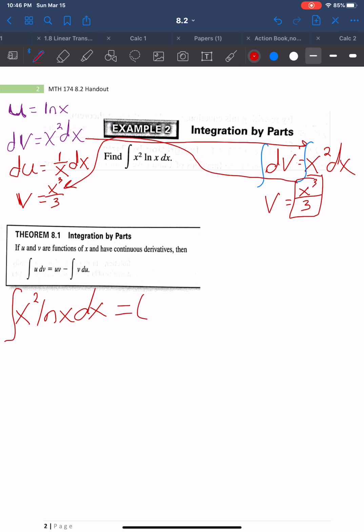So u would be ln of x, and then we're going to place v, right? So v is going to be x cubed over 3 minus, well, we're going to have to integrate, and let's see what's in here. v, which is x cubed over 3, multiplied by du, which is 1 over x dx.